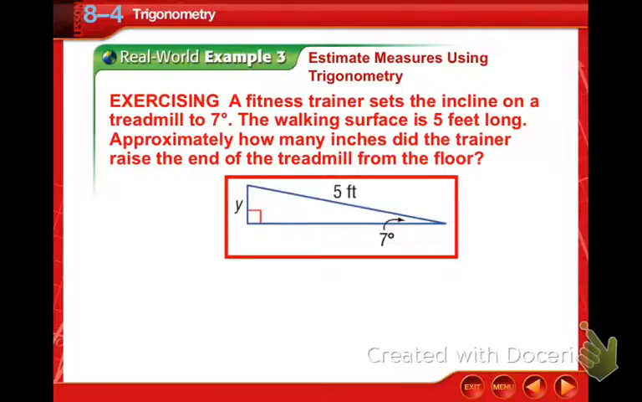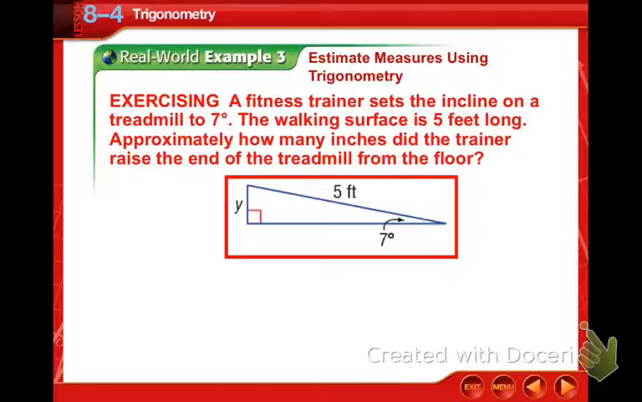So, we got some issues here. Our walking surface length is in feet. We want our answers in inches. So we can go ahead and get our answer in feet and then transfer it, or we can change the feet to inches now if we want to. Either way, it doesn't matter.